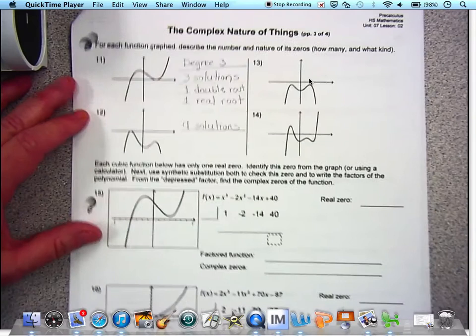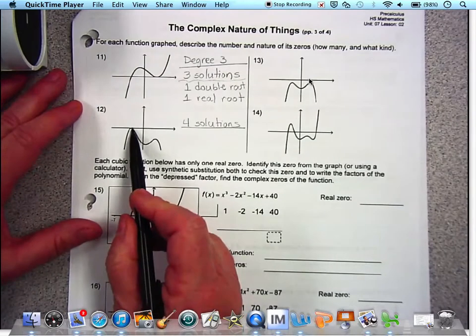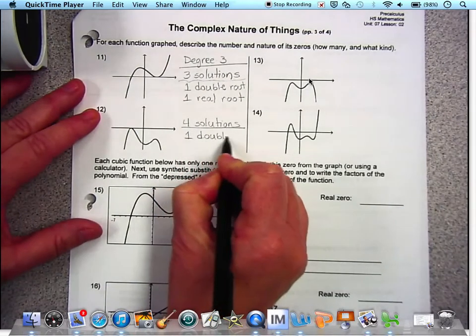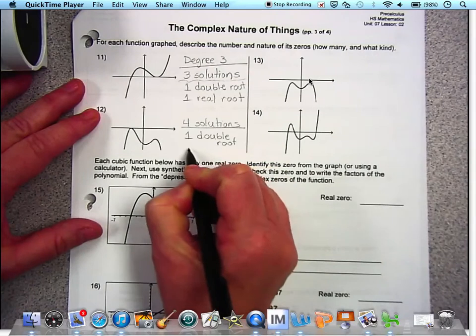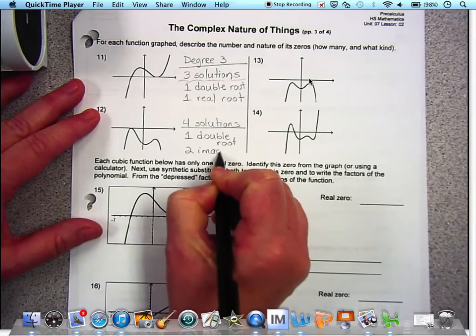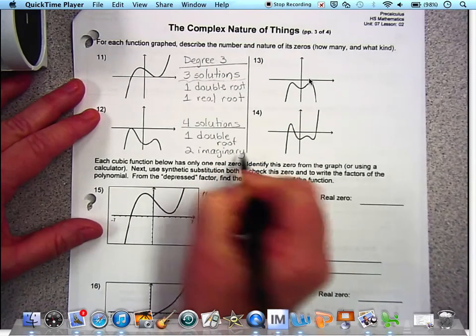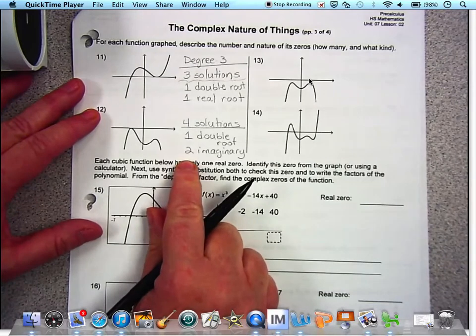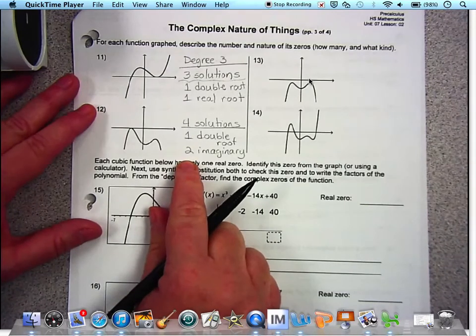What about this one? One double root and 2 imaginary. And imaginaries always come in pairs. So you can only have pairs of them, like 2 or 4. You can't have 3 imaginary roots.